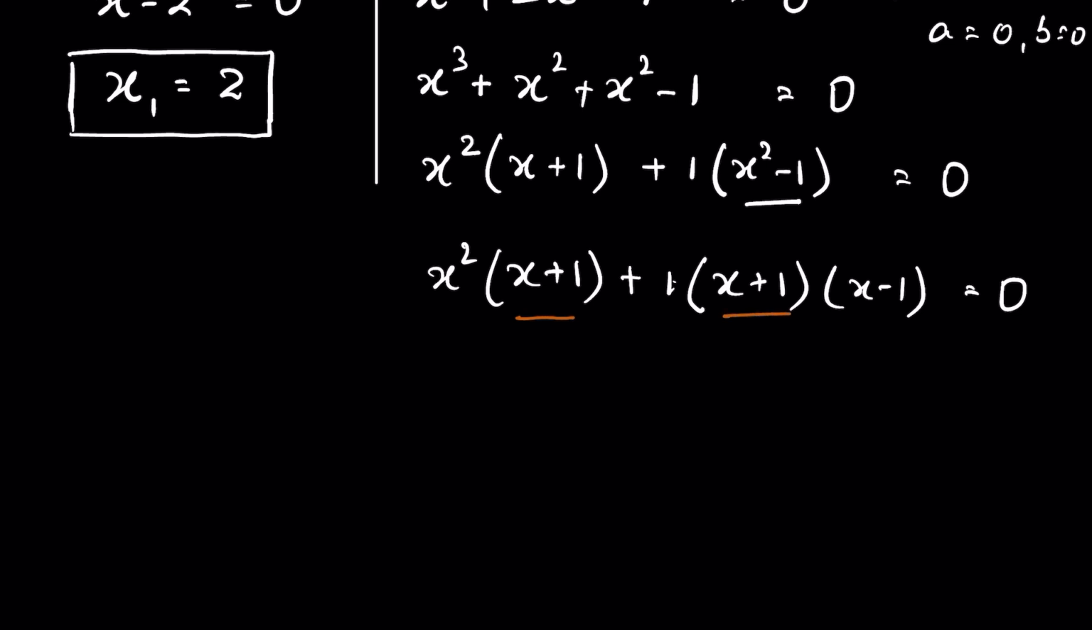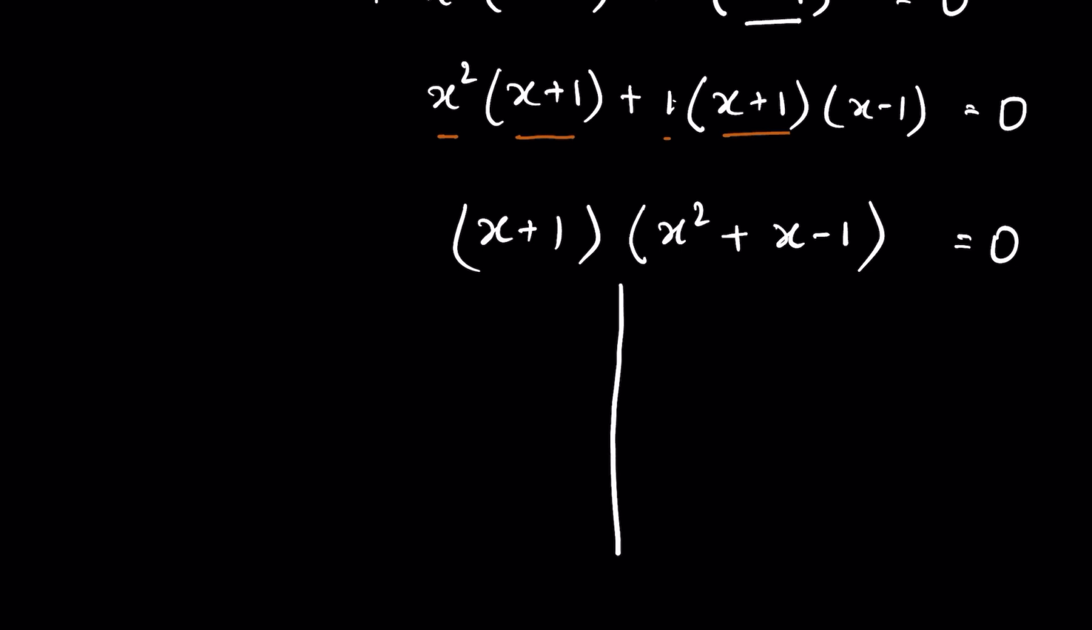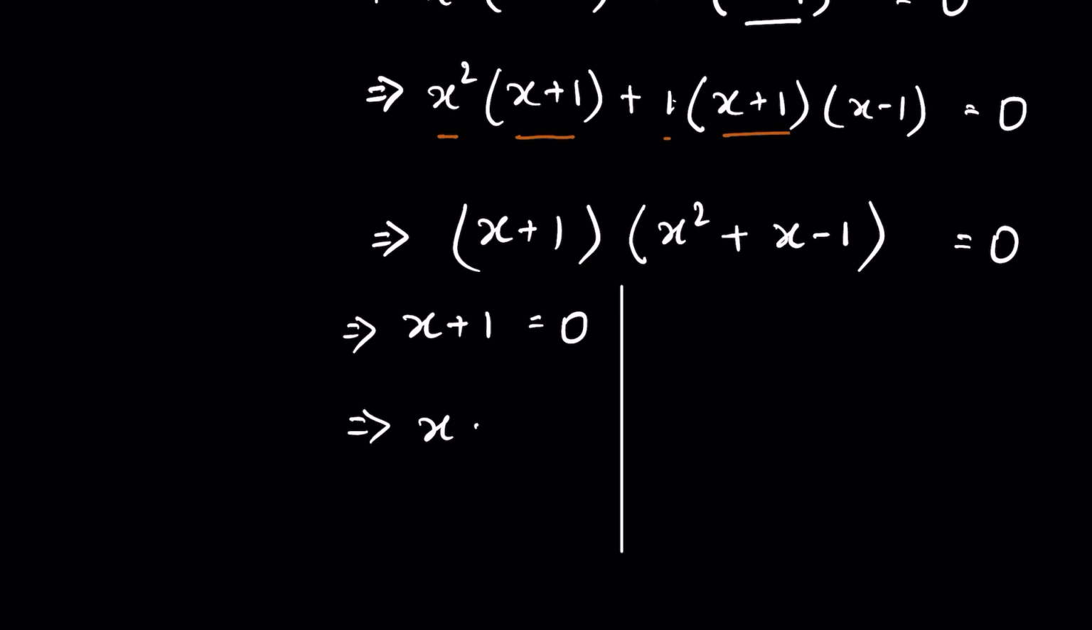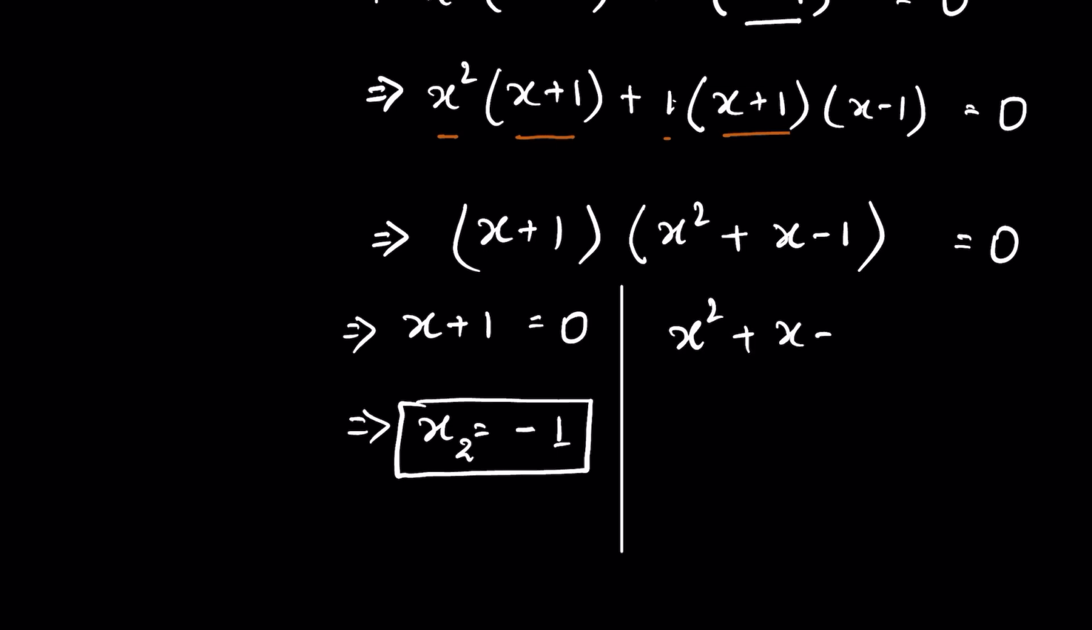Now (x + 1) is the common factor, so we can write (x + 1), then the remaining factors are (x² + x − 1) equals 0. Again two solutions. When x + 1 equals 0, then x equals −1. Second solution for x. When x² + x − 1 equals 0.